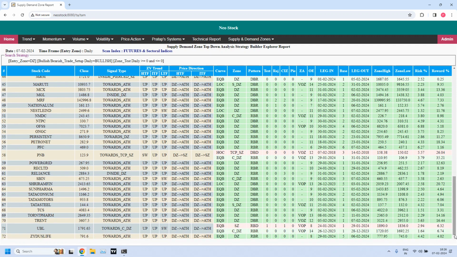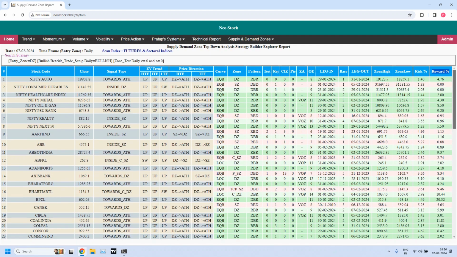Now the list has come down to 72 from 102 or 107. Still, 72 is a very big number. That's why we are adding another filter. What is the other filter? Reward. We want at least the stocks having a 5% reward on the trade, a minimum of 5%.